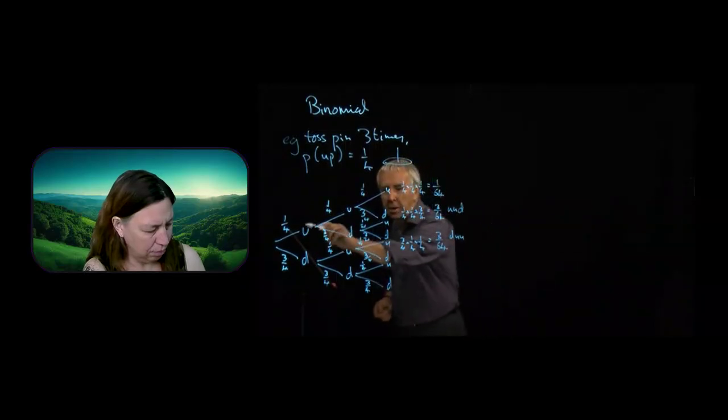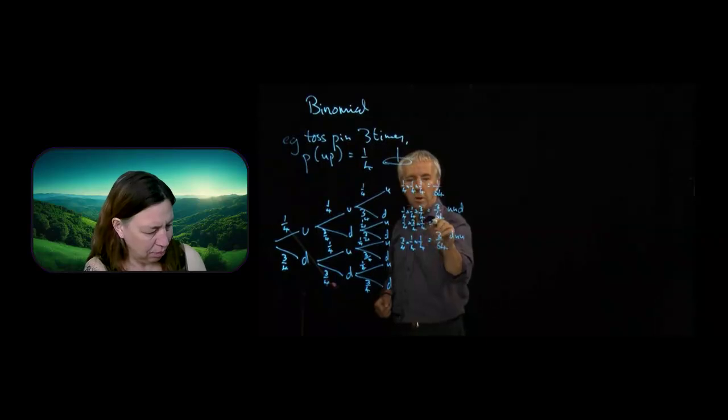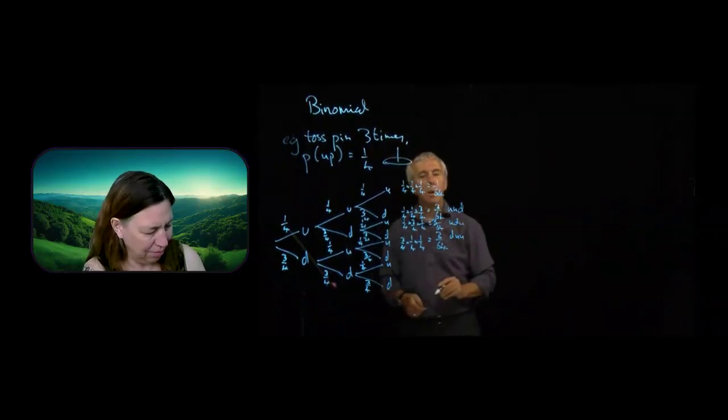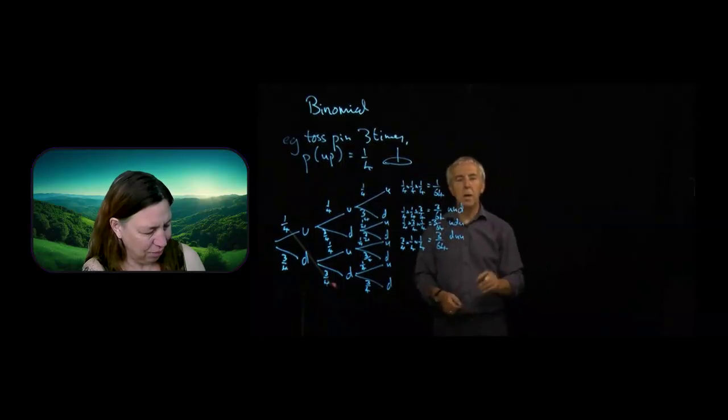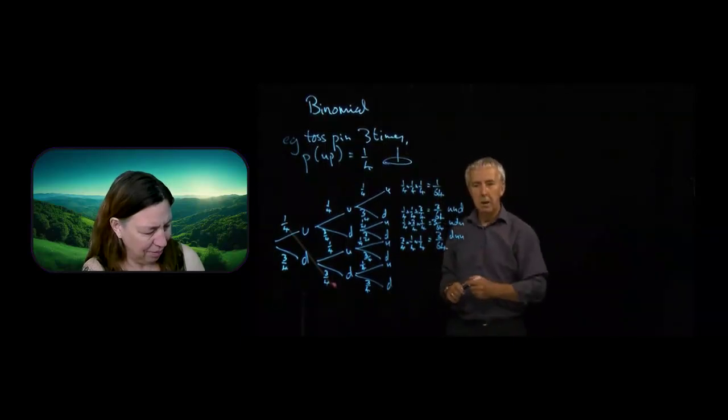And in here, I missed it out. There's another one with 2 ups. If you get up, down, and then up, that's 1/4 times 3/4 times 1/4, 3/64. And those are the 3 different ways in which we can get 2 ups and 1 down in 3 tosses of the drawing pin. And what we want to do is find a quick way of doing this calculation.